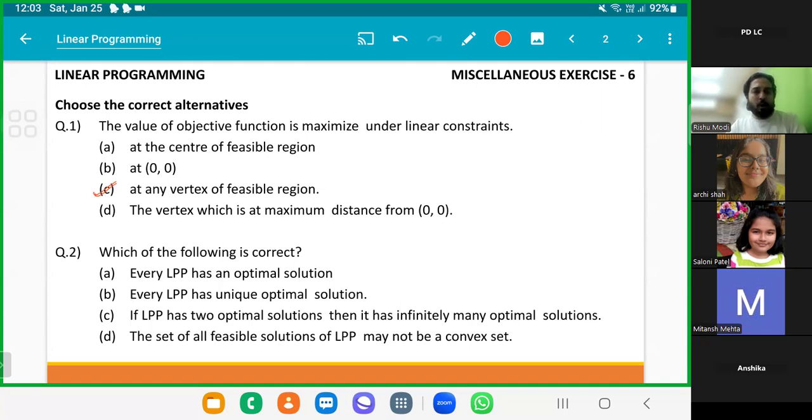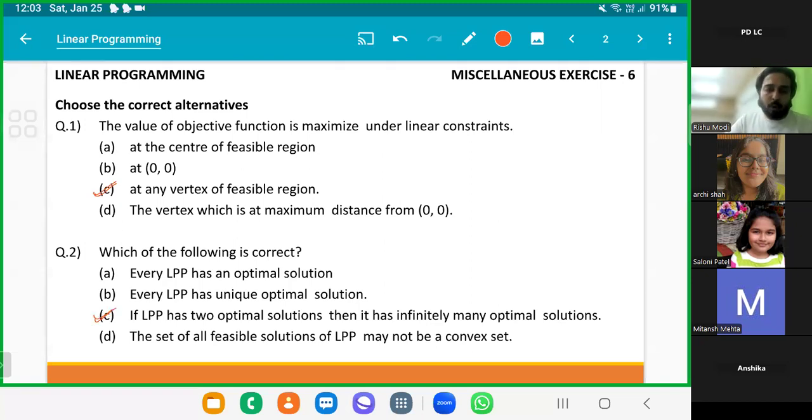Question number 2. Which of the following is correct? Every LPP has an optimal solution. Every LPP has a unique optimal solution. The set of all feasible solutions may not be a convex set. If LPP has two optimal solutions, then it has infinitely many optimal solutions. This one is the most appropriate correct answer.